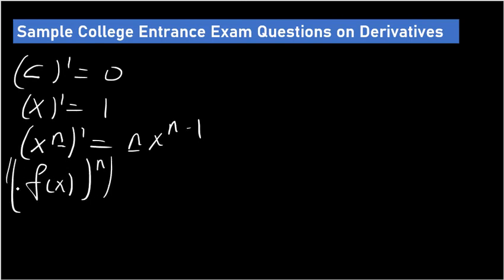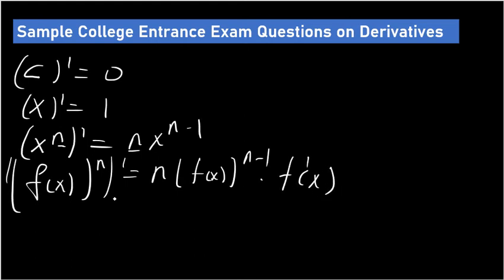It's going to be the same manner. The n will come as a coefficient, n times f of x to the power of n minus 1, times the inner function derivative according to the chain rule also. Previously, we have seen the chain rule.